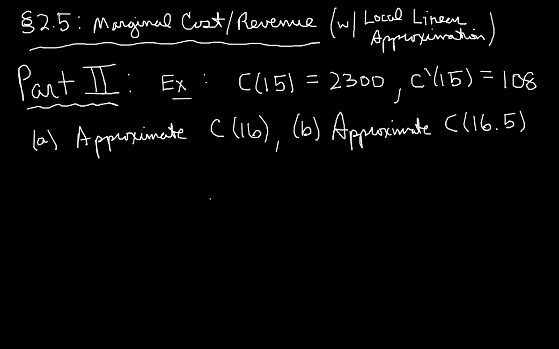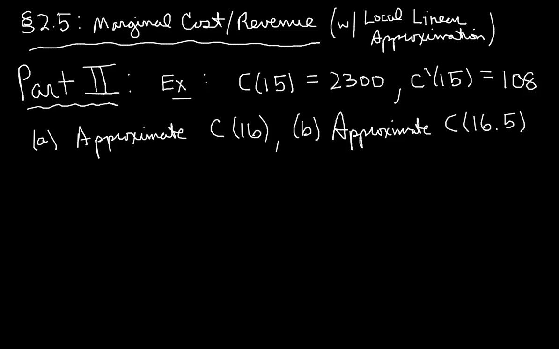So let's suppose that C represents the cost of some business, okay? And this 15 here is just the number of items that you want to produce. So in order for this business to produce 15 items, it'll cost them $2,300. And let's say you furthermore know the marginal cost at 15. The marginal cost is going to be $108. So this is what's known and given to you.